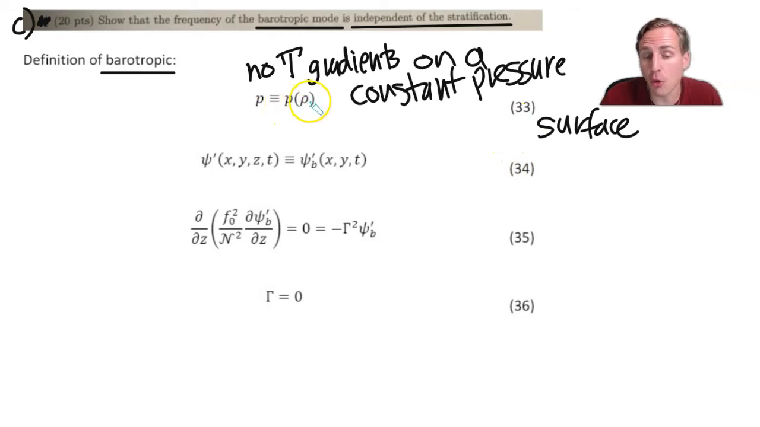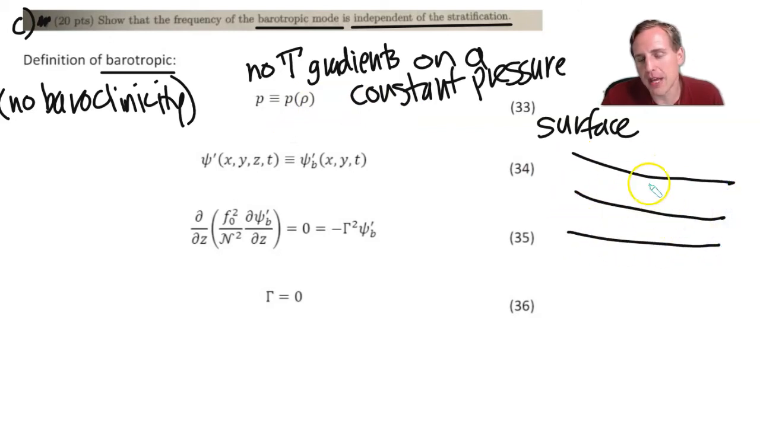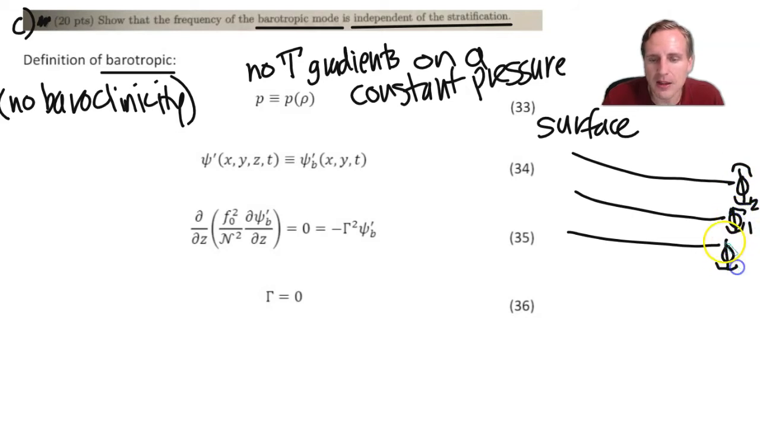In other words, pressure is only dependent upon density. In other words, there's no baroclinicity. If you looked at, let's say, height lines, let's say these were geopotential lines, and let's call these capital Phi 2, capital Phi 1, and capital Phi 0. The isotherms, that's the lines of constant temperature, are going to be parallel to these. There's going to be no baroclinicity.